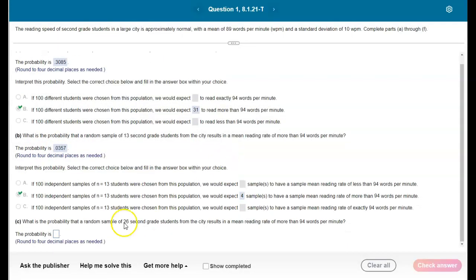And then here, a random sample of 26 second grade students. This is again the same problem as B, but we have to define a new standard error of the mean because this is a different sample size than in part B. So I believe that's enough to get you through the rest of this problem. Please let me know if you have any other questions.